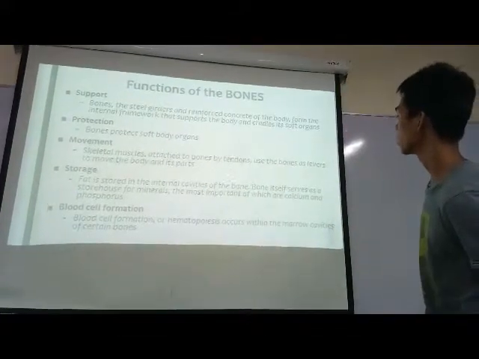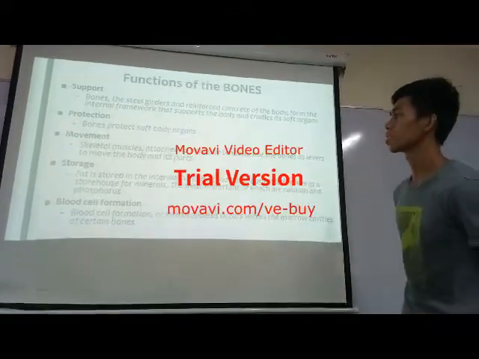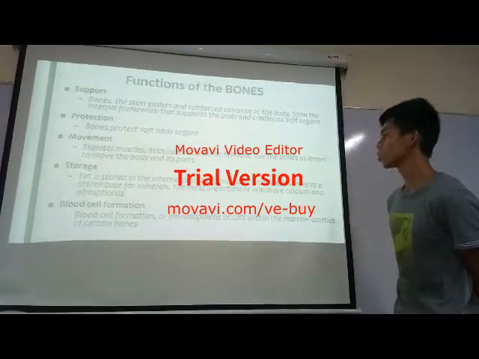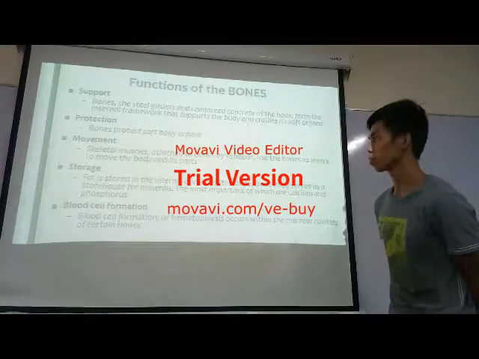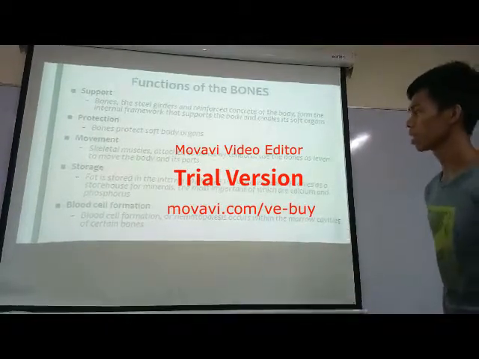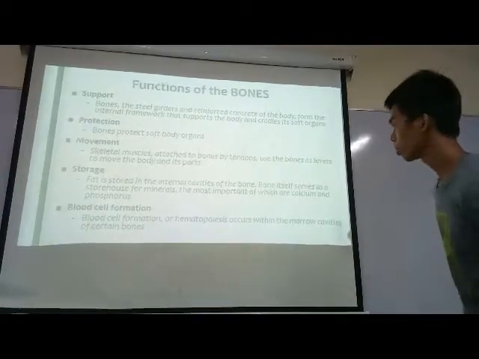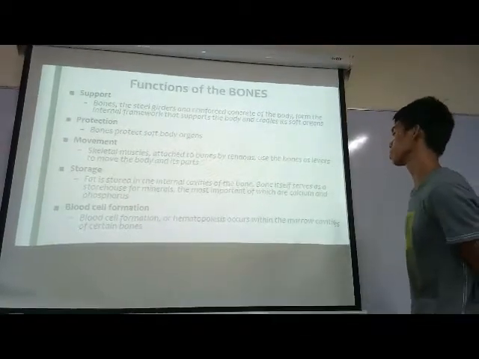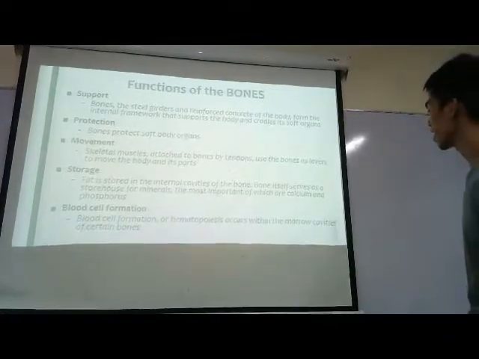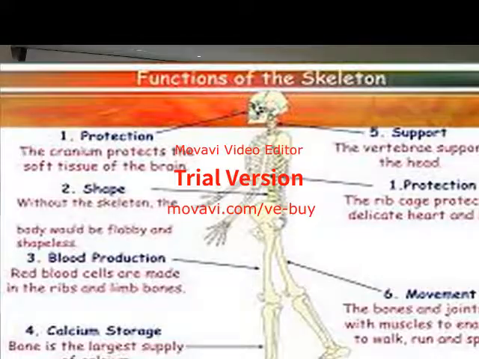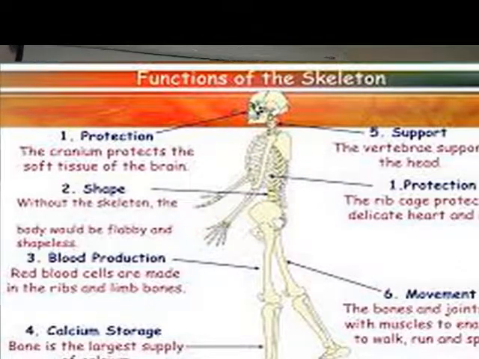Bone itself serves as a storehouse for minerals, the most important of which are calcium and phosphorus. Blood cell formation. Blood cell formation, or hematopoiesis, occurs within the marrow cavities of certain bones. Besides contributing to body shape and form, our bones perform several important body functions.